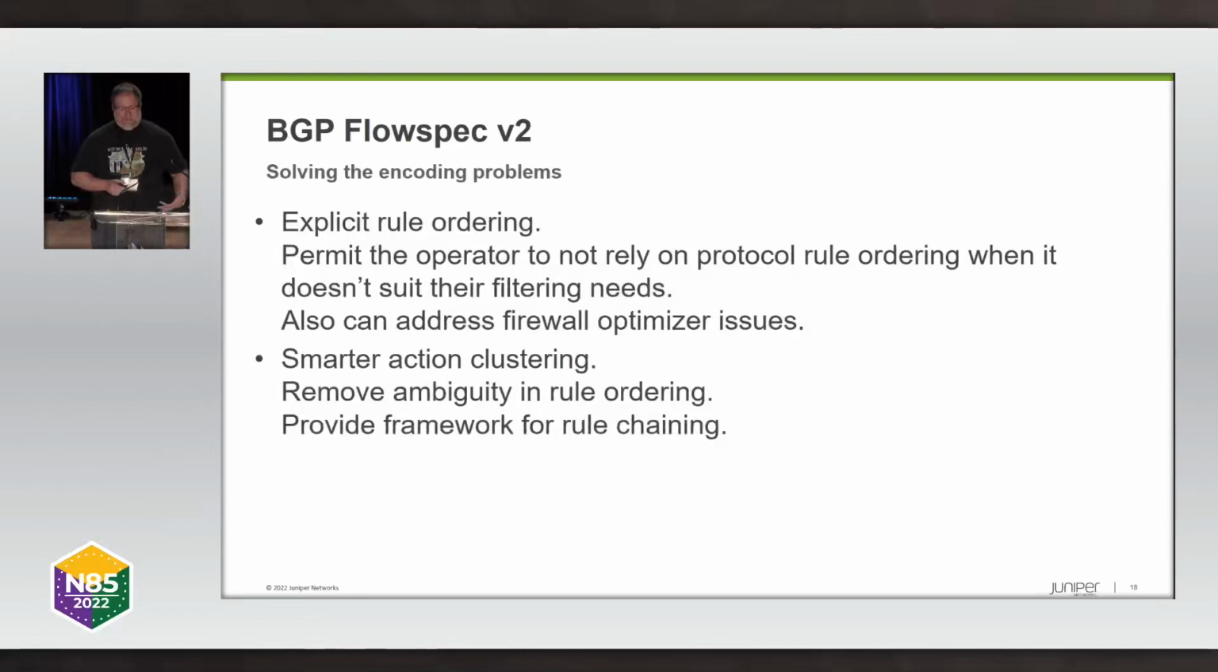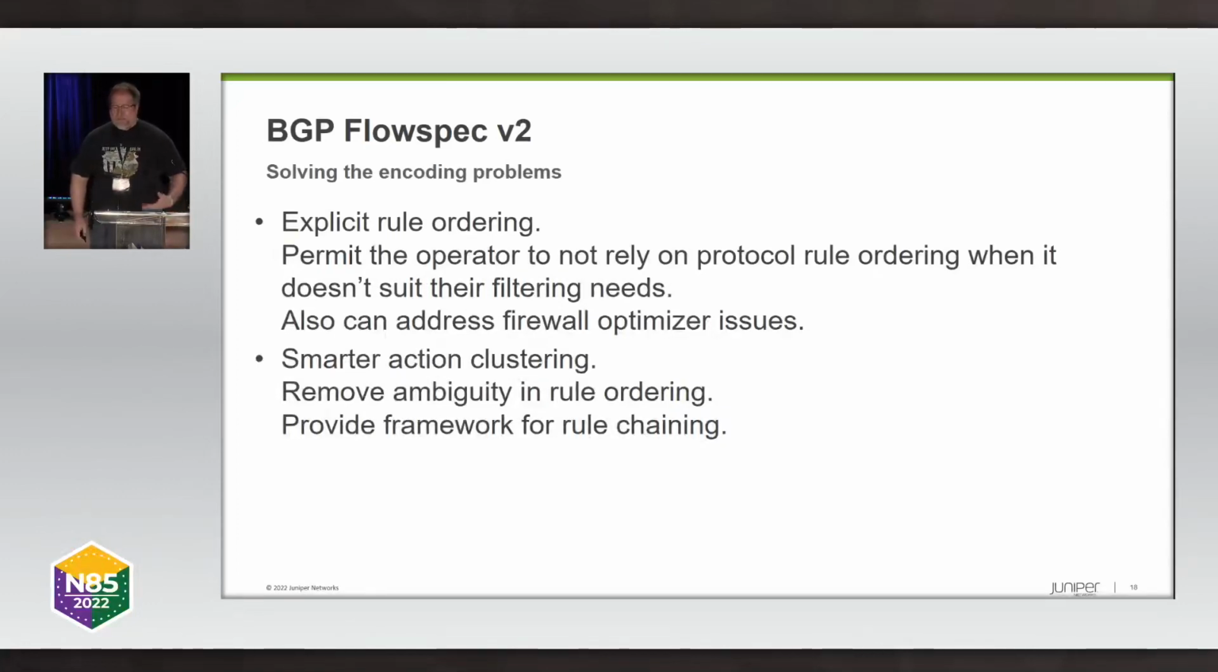Second thing, and an incredibly important one, is allow that explicit rule ordering. Cases where the operator needs to bypass the usual rules for Flowspec for some specific reason. Sometimes it's just as simple as having a firewall implement things in an order that you're expecting. Sometimes it's because an implementation has limitations that reordering can make things better.